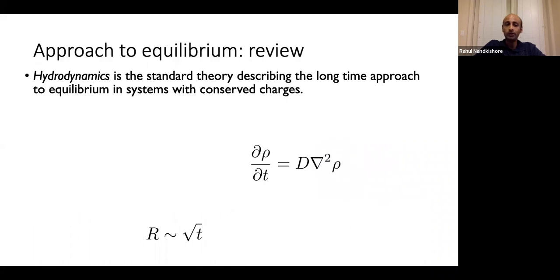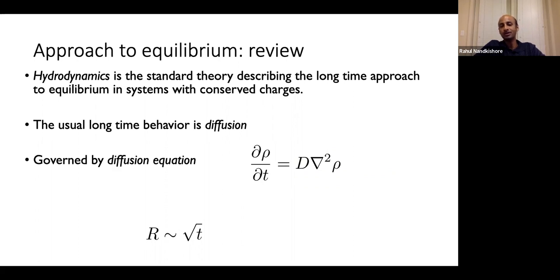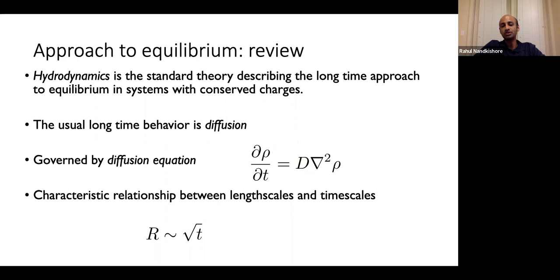Now, the canonical way to study approach to equilibrium is hydrodynamics. And the usual long-time behavior with hydrodynamics is diffusion. So here's the diffusion equation. And as we know, the diffusion equation has this characteristic relationship between length scales and time scales, where the length scale goes like the square root of the time scale.